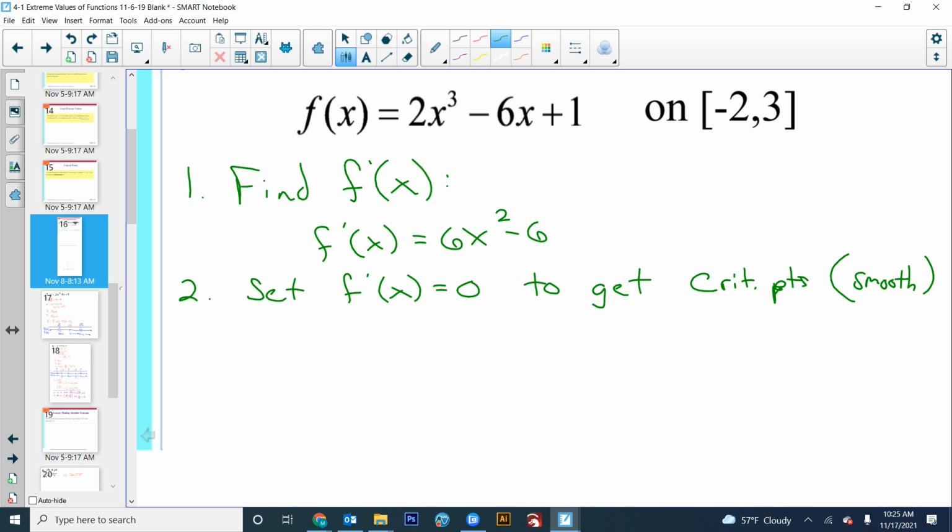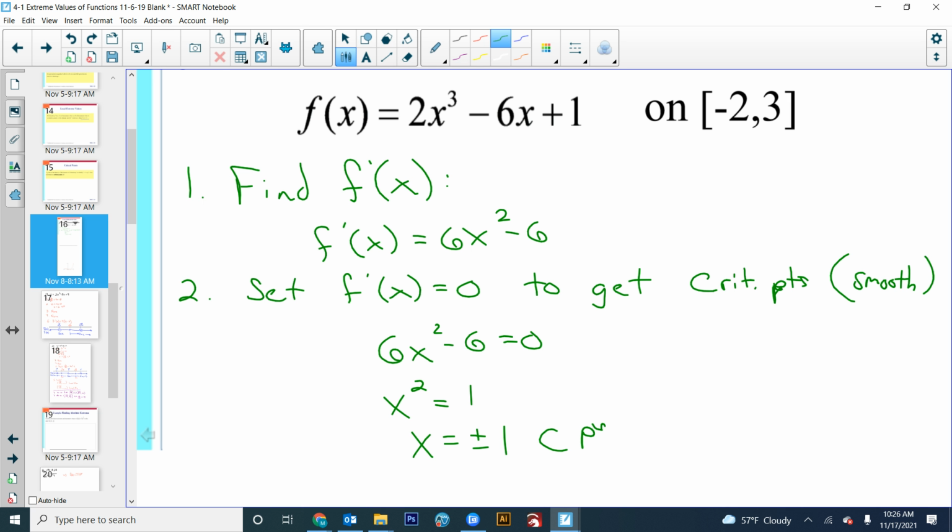All right. Set f prime of x equal to 0 to get smooth critical points. Do you understand what I'm saying there? Well, 6x squared minus 6 equals 0. X squared equals 1. X equals plus or minus 1 are our critical points. Negative 1 and 1. Are you with me?